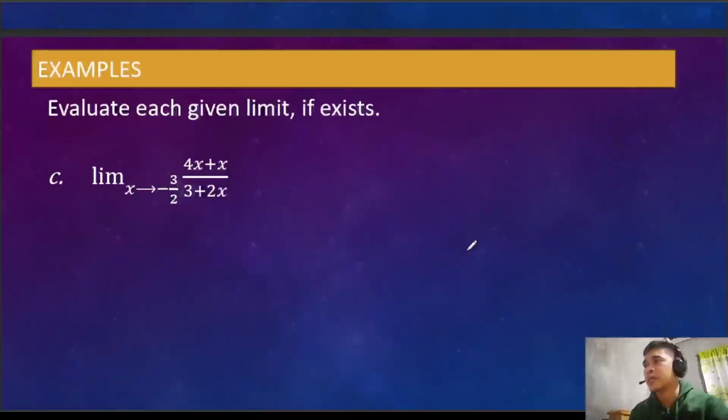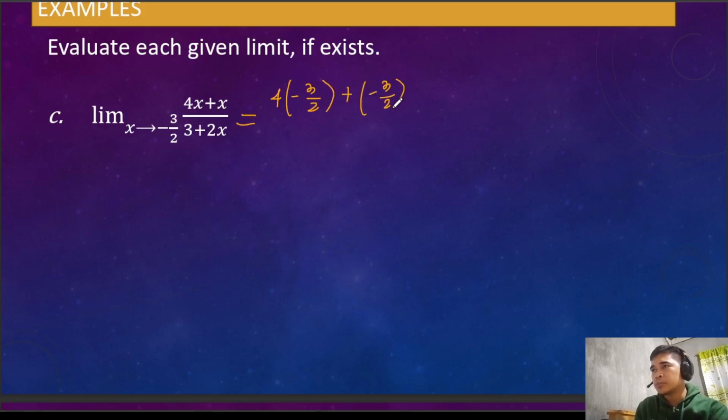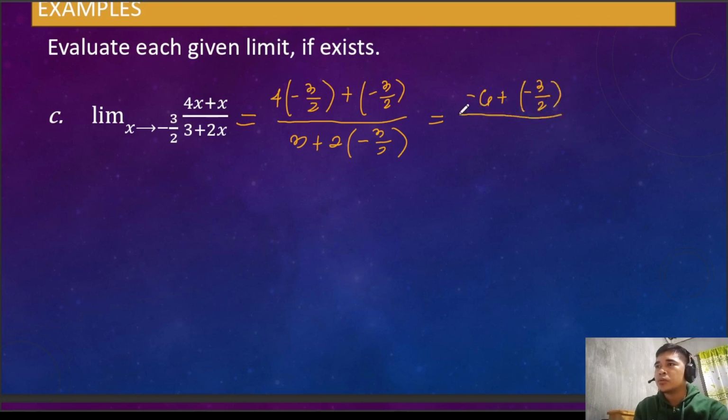for this example. Okay? Next, limit of 4x plus x all over 3 plus 2x as x approaches negative 3/2. So this is very different because if you are going to solve it, equals, of course, 4. Then the limit of x is negative 3 over 2, plus negative 3 over 2, all over 3 plus 2 times negative 3 over 2. Okay? So this will become negative 6 plus negative 3 over 2 all over 3 plus negative 3.